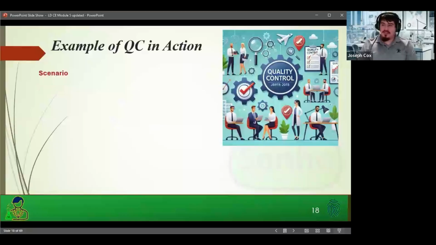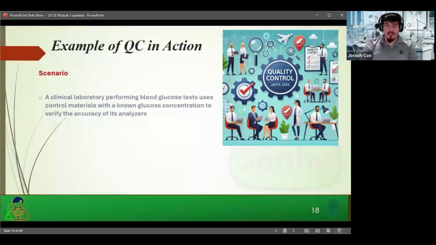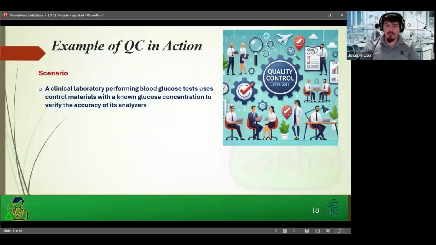So some examples of QC in action. Let's start off with a scenario. We have a clinical laboratory performing blood glucose tests, and they use control materials with a known glucose concentration to verify the accuracy of their analyzers. It's pretty typical.